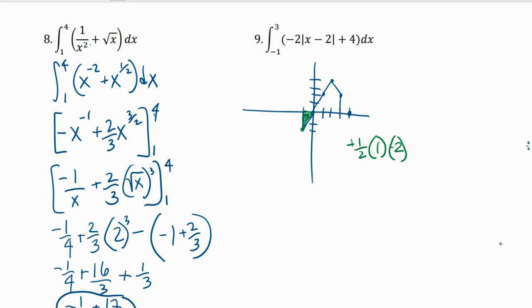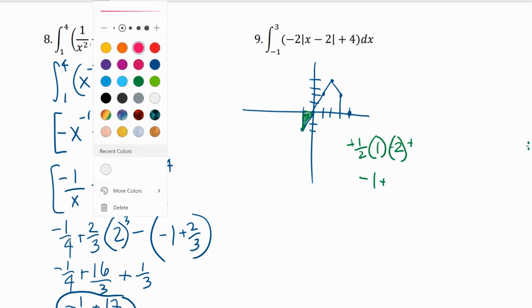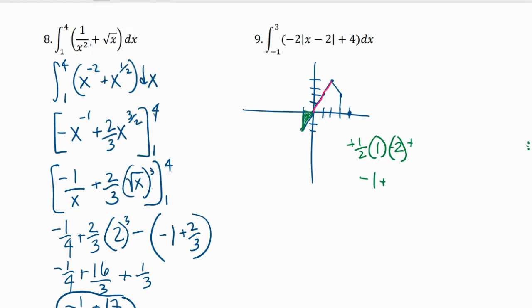So negative 1/2 times 2 is negative 1. And then we're going to add some positive areas. So I've got this area here, which is a positive triangle. So that's going to be 1/2. Your base is 2 and your height is 4. So that's going to be 4.